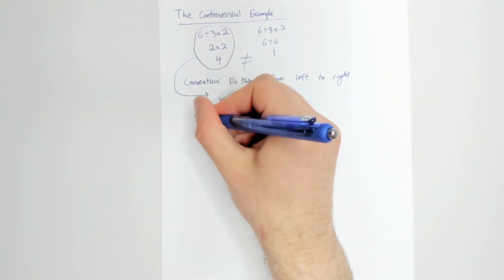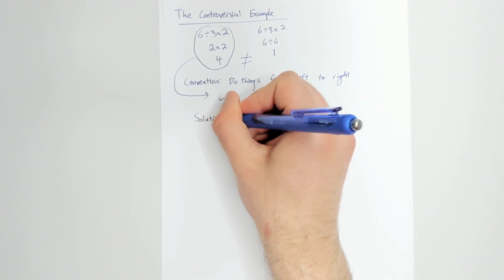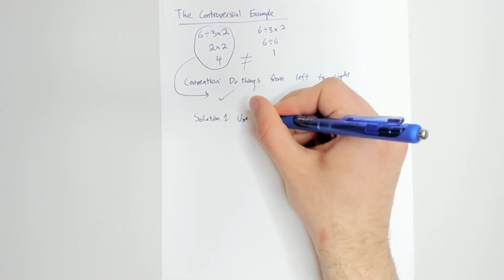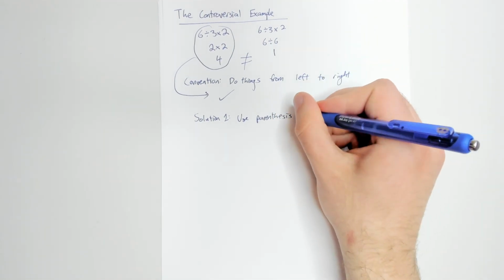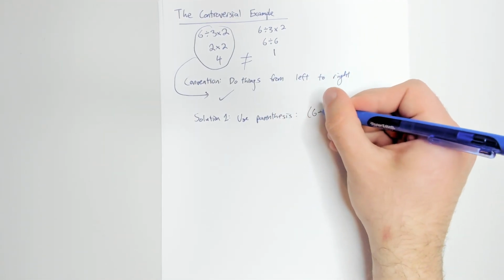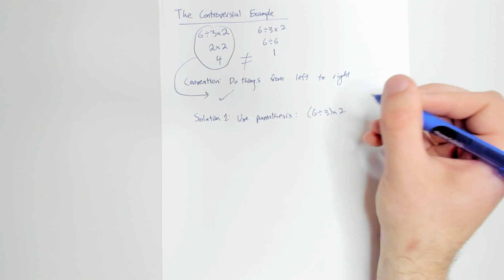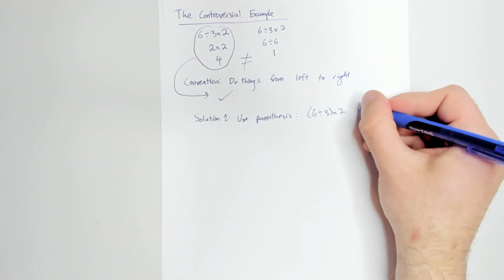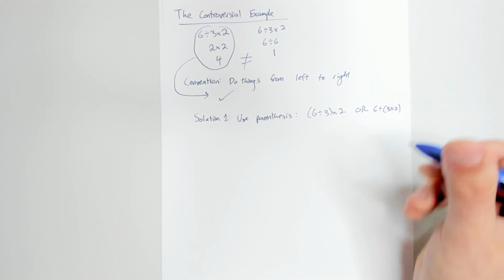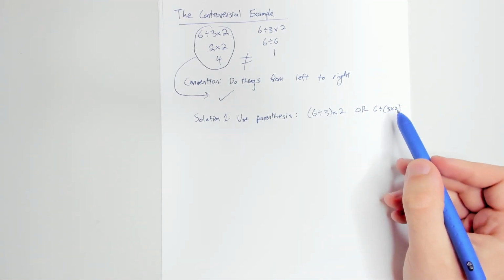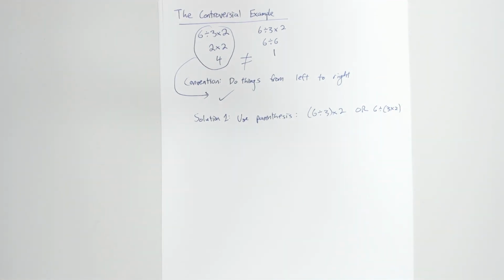So solution 1: use parentheses. That makes it crystal clear what you want to have evaluated first. We can write (6 divided by 3) times 2, which emphasizes we want to evaluate the division first. Or if we did 6 divided by (3 times 2), that emphasizes that we wanted to evaluate the multiplication first and then divide afterwards.